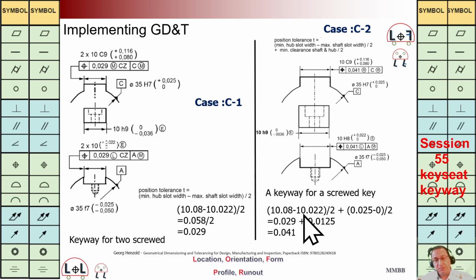And here, the same as this C1, part 1 is the same. Then we are going to calculate the second part, the minimum clearance between shaft and hub. Let's see. We have minus 0.025. And here we are going to have 0 divided by 2. The summation of these two will be 0.041. That's why we are going to have this tolerance zone for the positioning.